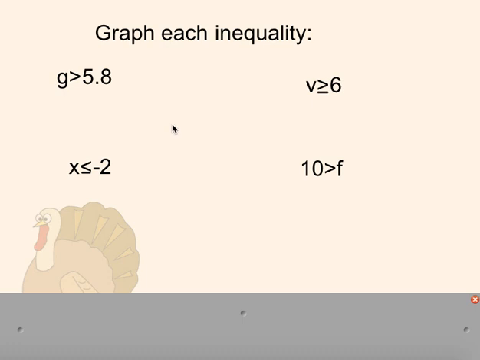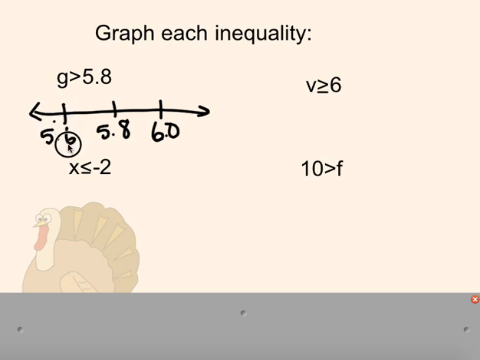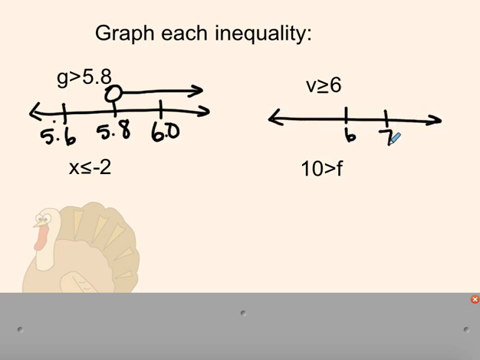Graph each inequality really quickly. When we do this, a good rule of thumb is to make sure that you have at least 3 numbers on here. So I have 5.8, that's my main point. And then I have maybe 6, 6.0, and maybe 5.6. I'm going to put an open dot here to the right because I want all the numbers greater than 5.8. V is greater than or equal to 6, so I have 6, 7, and maybe 5. I have a closed dot on 6, and I want the numbers that are greater than.